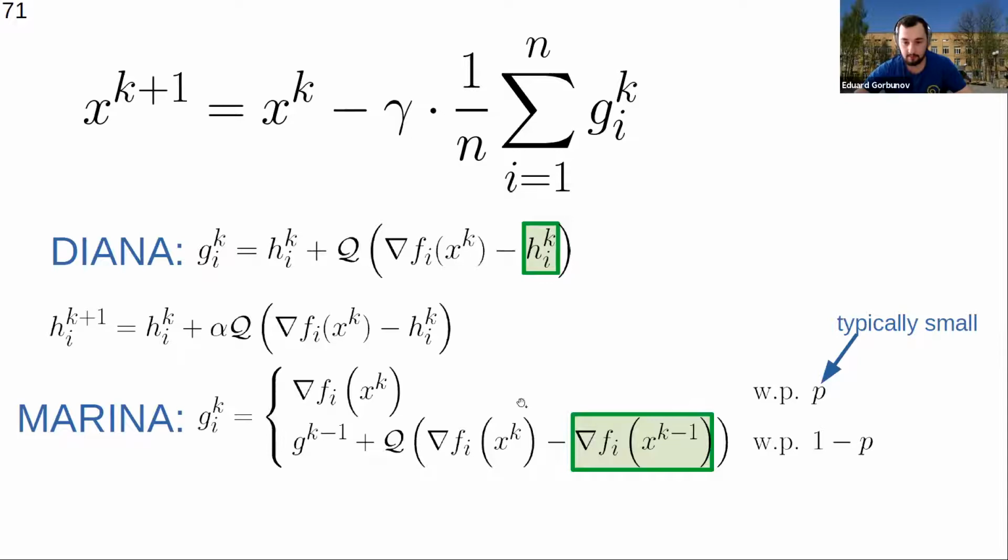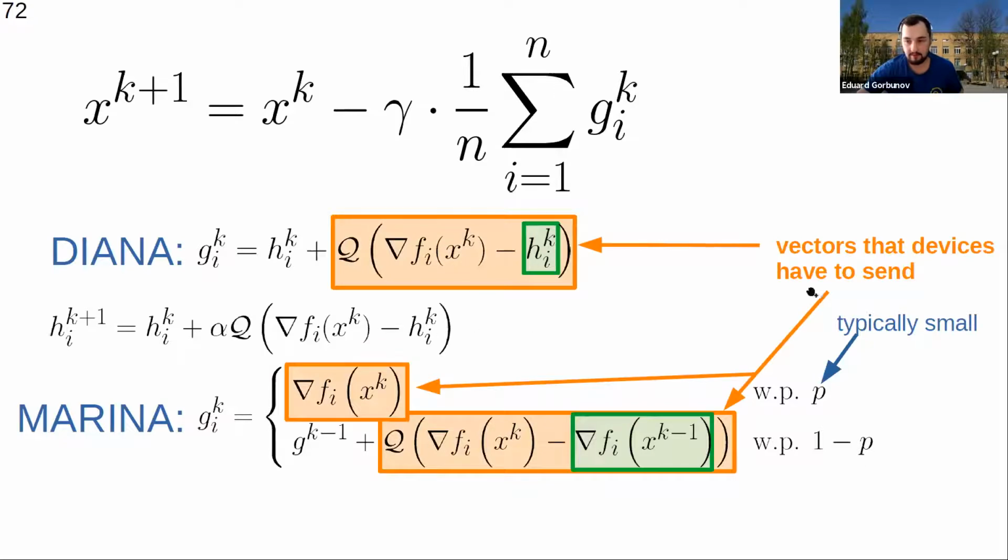Okay, so now I want to focus on the whole update. So here, the idea is as follows. With some small probability, devices just send dense vectors. They just send full gradients of f_i at the current point. And this happens with very small probability. And with larger probability, devices just need to compute the quantized gradient differences. And as before, as in Diana, devices have to send only vectors in the orange boxes. So with probability p in Marina, devices send dense, uncompressed vectors, and with probability 1 minus p, with large probability, they send only quantized gradient differences.